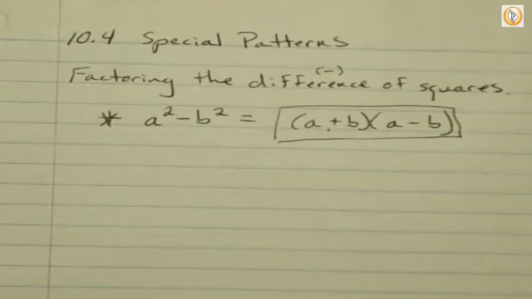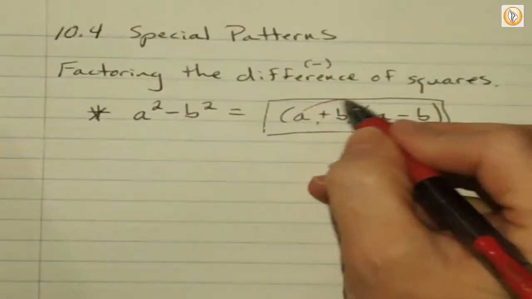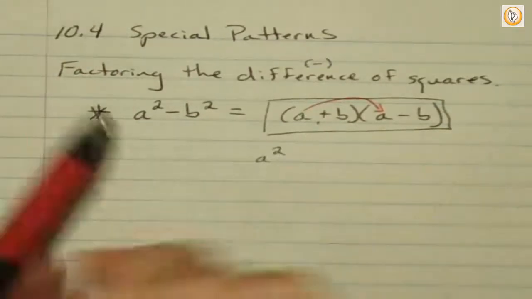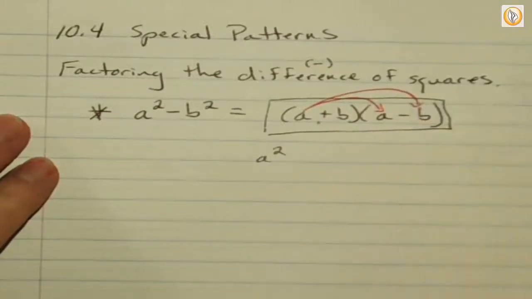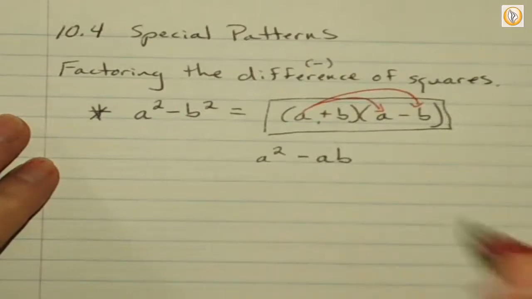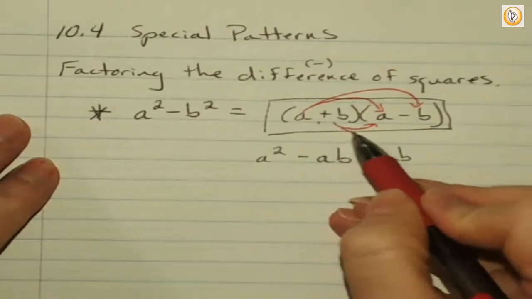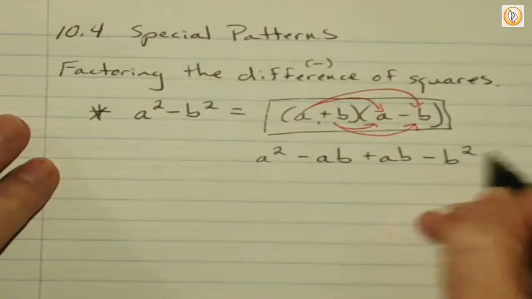No, it really doesn't matter. You mean like you could put a minus here and a plus here? It does not matter. It'll still get you the same answer. Let's check and see. A times A is A squared. A times negative B is negative AB. Watch what I'm doing. B times A is a positive AB. And then B times negative B is a negative B squared.